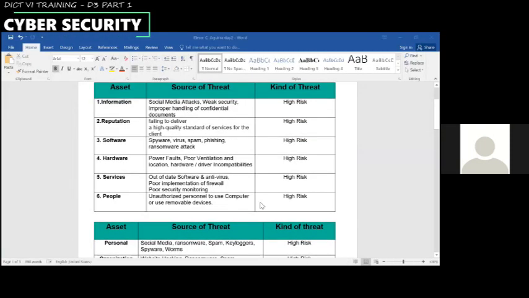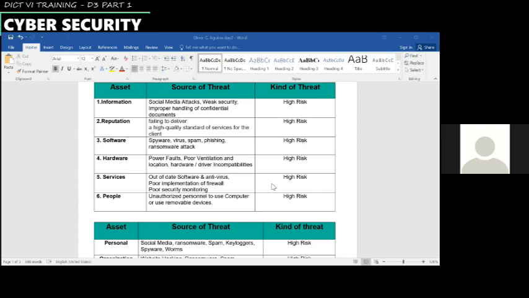Of course, number one, the first table was to determine your assets. Again, we have listed the assets. This is in terms of ISO standards. We did not just think about this; these are already given to us. So we have six generalized terms in terms of assets. Then we identified the possible sources of threat, and then we identified whether that threat is high, medium, or low.